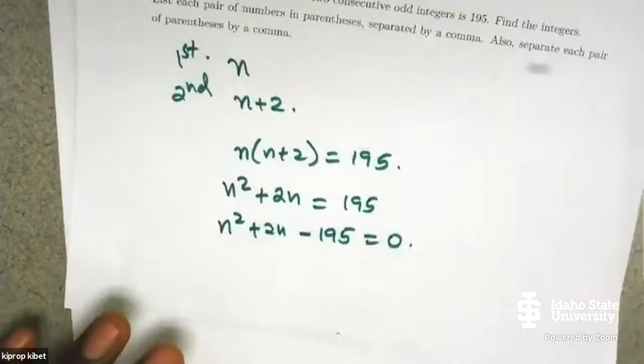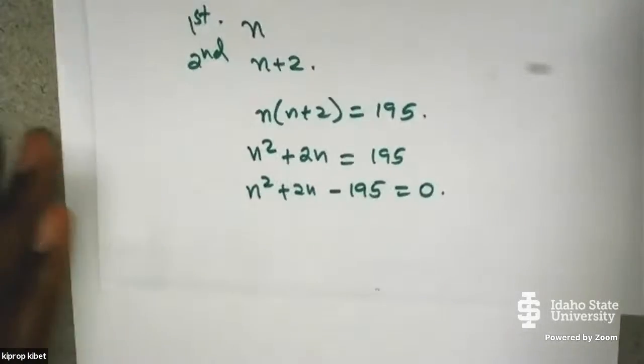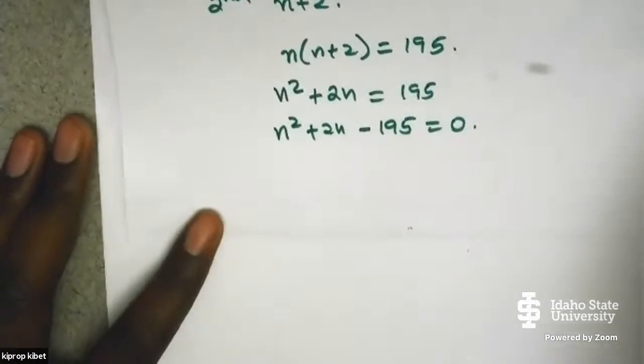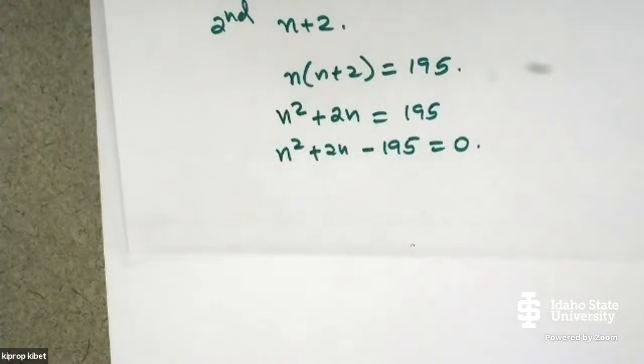Is this a perfect square trinomial? It is not, right? Because there is a minus here, and there should not be a minus. So it is not perfect. So what do we use? We use the AC method.